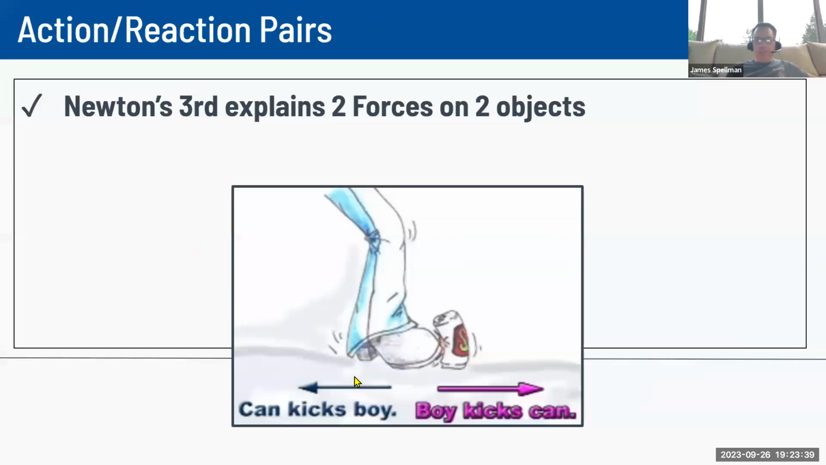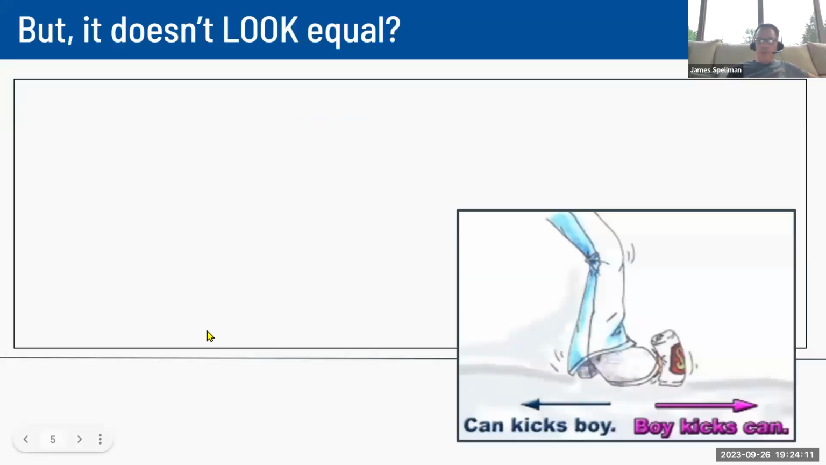So the idea here is, if we're kicking a can, this is a perfect example, because Newton's third law explains that there's two forces on two objects. In this case, there's an action object, which is the foot, and there's a reaction object, which is the can, but there's a force from the foot onto the can. Likewise, there's a force from the can onto the foot. Now, again, the can's not going to react without being kicked in this case, but if there is a force acting on a can, there's also a force acting from the can back onto the foot.